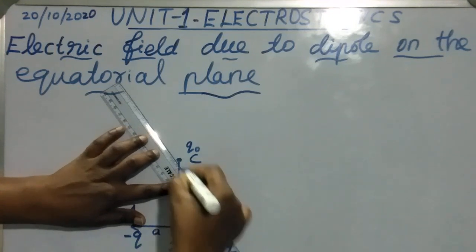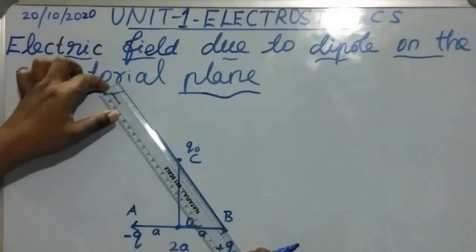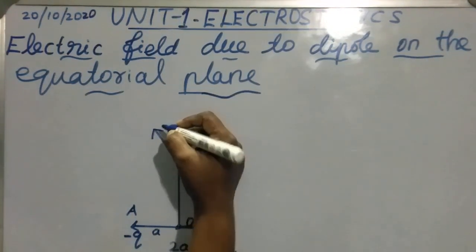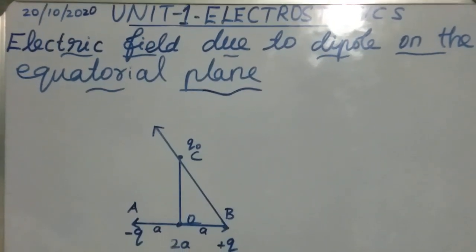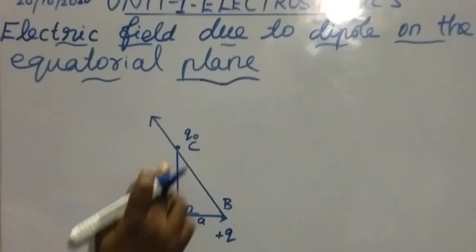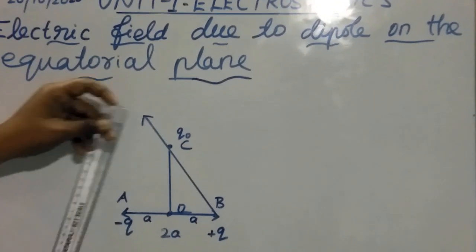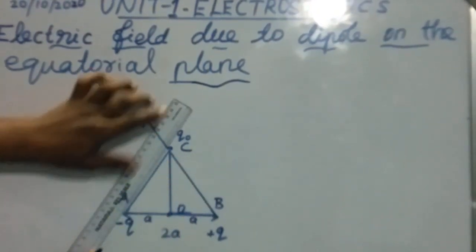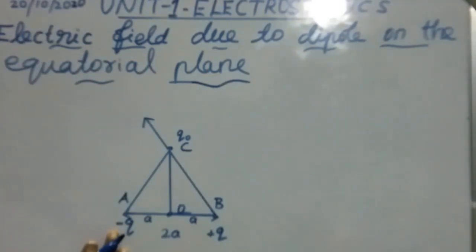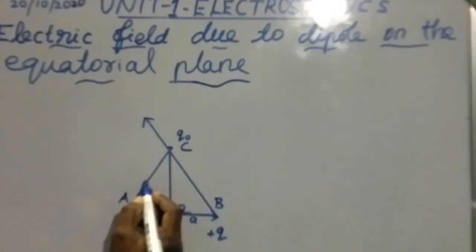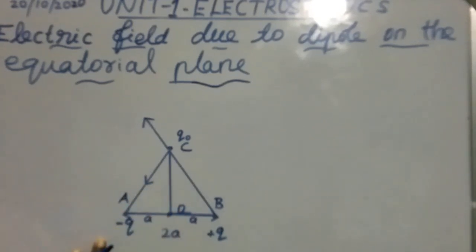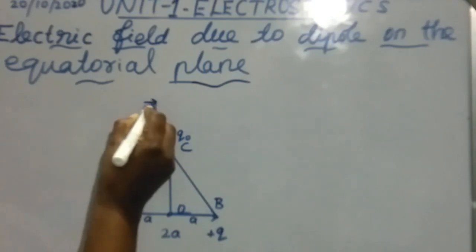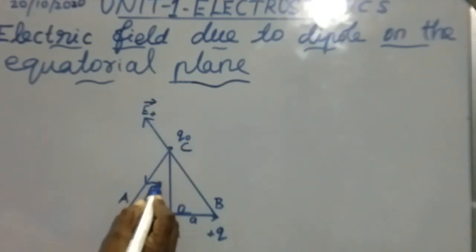The direction of E plus is, here the charge is positive, so the direction of the electric field is away from the charge. Now the electric field at C due to minus Q is E minus. Here the charge is minus, so the direction of the electric field is towards the charge. Here the magnitudes of E plus and E minus are the same. E plus vector, E minus vector.